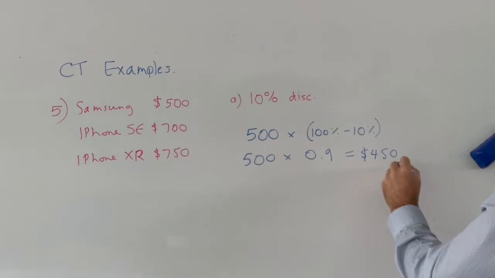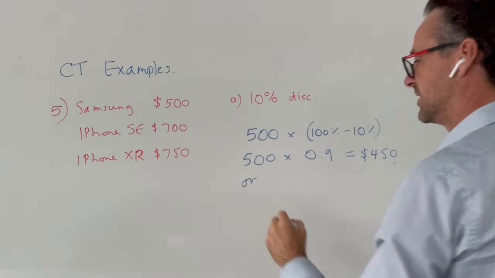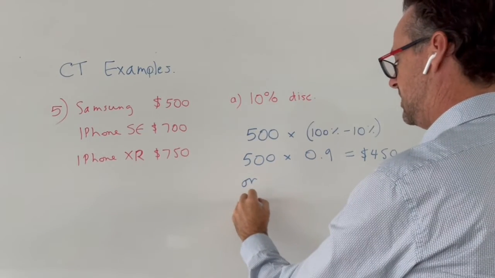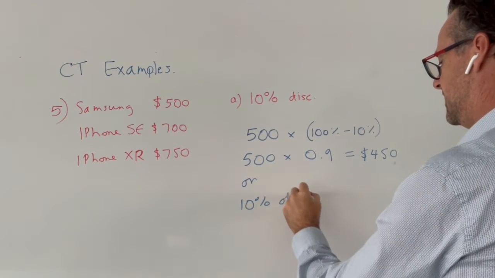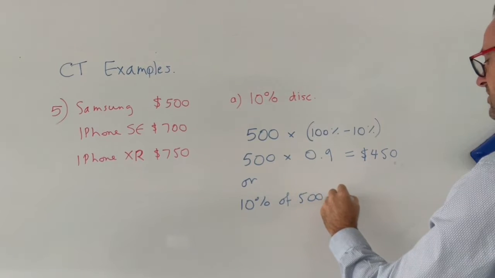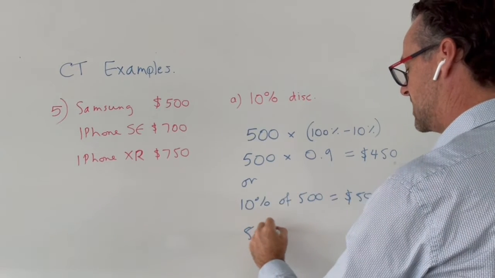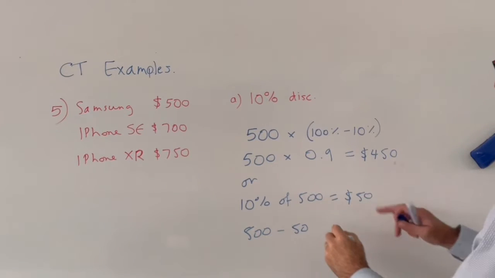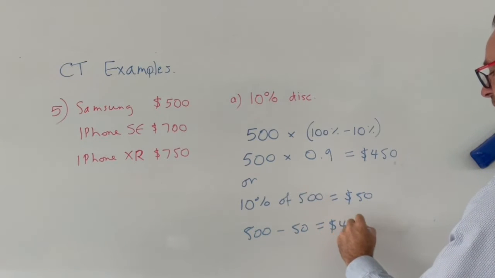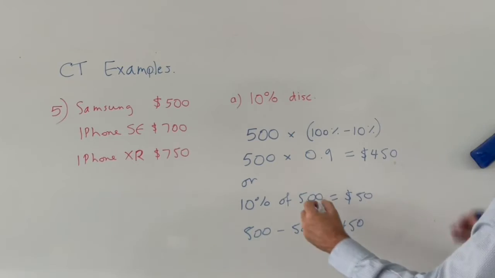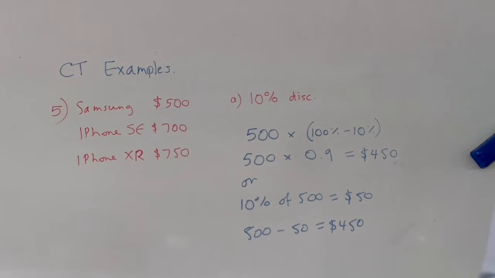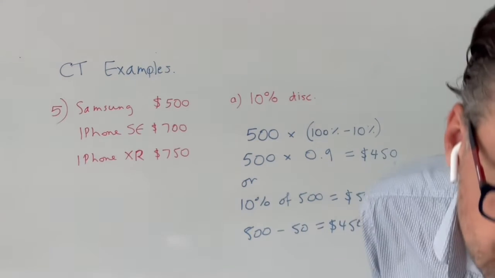Now, the other way of tackling this would be you find 10% of 500, which is equal to $50, and then you would take the 500 that it started with, you take away the discount amount, which is $50, and that would also leave you with $450. So either one of those is an acceptable way of tackling that particular part of the question.